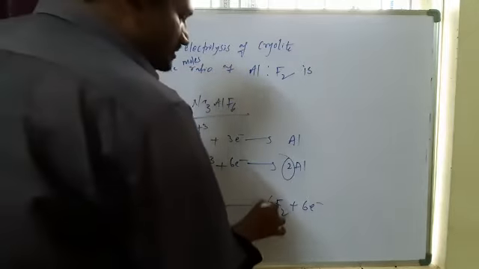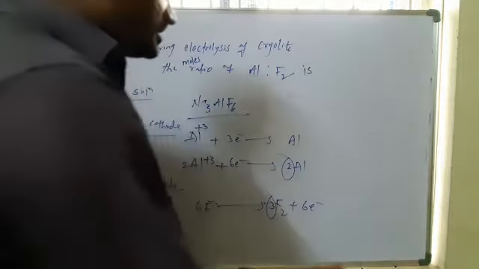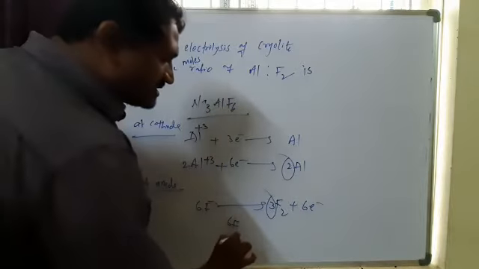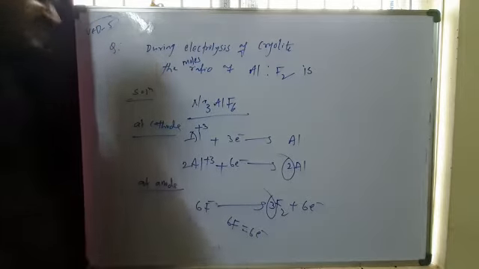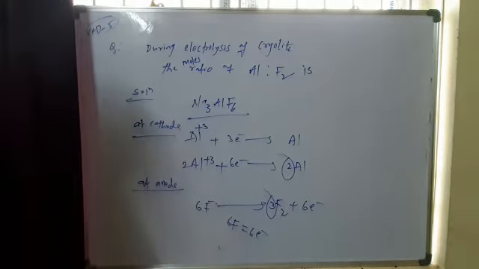So the number of electrons involved here is 6 electrons. That means 6 Faradays, which is equal to 6 moles of electrons. That is equal to 6 into 96,500 coulombs of charge.